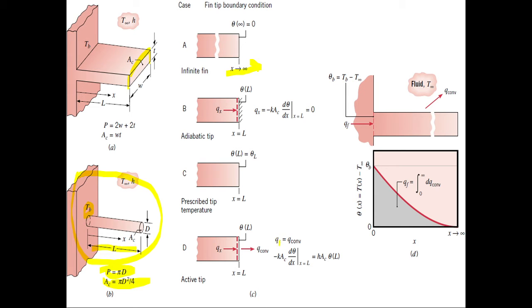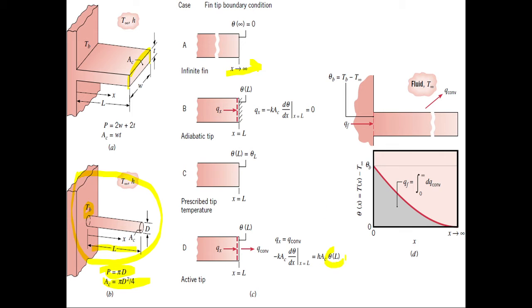So we can say that Qx equals Q convection, because heat will transfer continuously and no heat will be absorbed. All heat from inside is going to the outside. So Qx equals Q convection. Qx is minus k A_c dT/dx, and the Q convection formula is h A dT. That means dT is the difference of temperature.